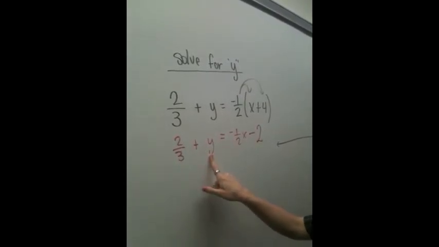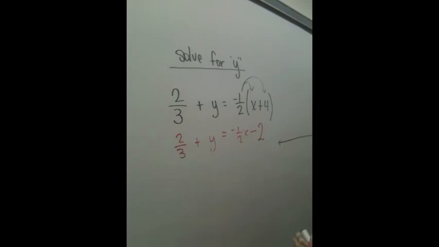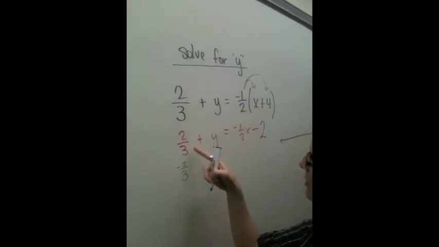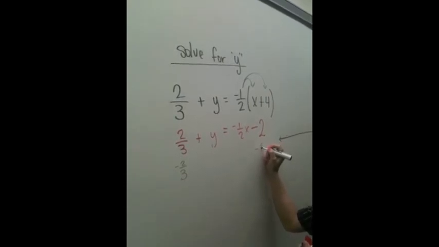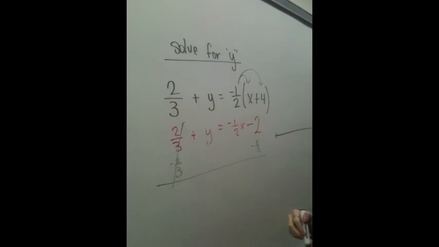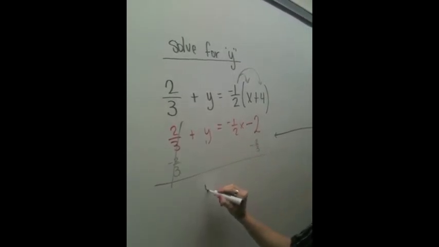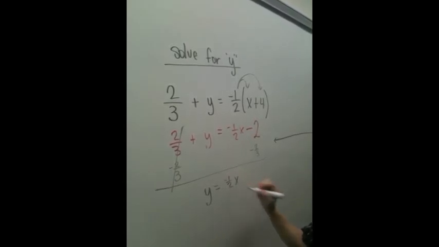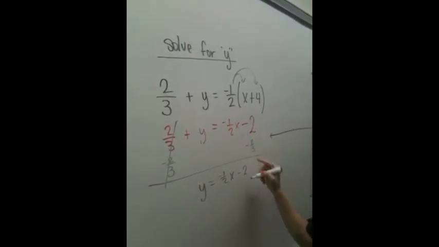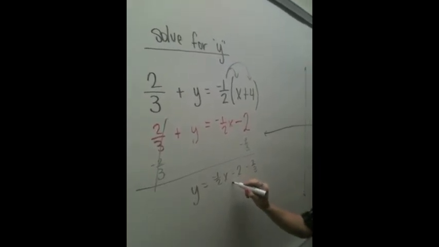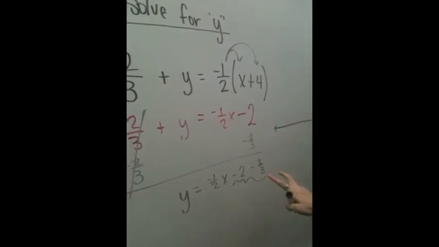Now I want to isolate my y, so I need to subtract 2/3 from both sides so that I can get this guy canceled out. Okay, that's going to leave me with y by itself on the left. Then I have a negative 1/2 x, and then I have a minus 2 and a minus 2/3. Now, my next step would be to combine these 2 constants.